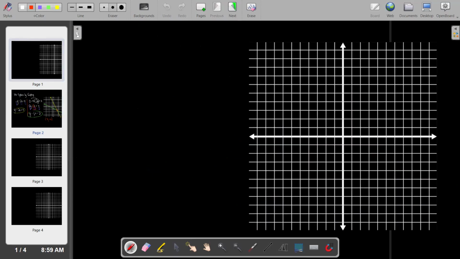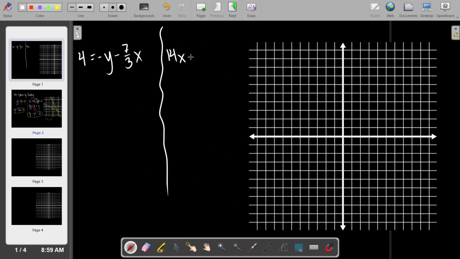Example number 2. Here is our system. Our first one is 4 equals -y minus 7/3 of x. And our second one is 14x equals -6y plus 24. Try to write a little smaller so I can keep the bigger graph. I like the bigger graph better. So let's talk about the guy on the left. There is a boss move here. What is it?